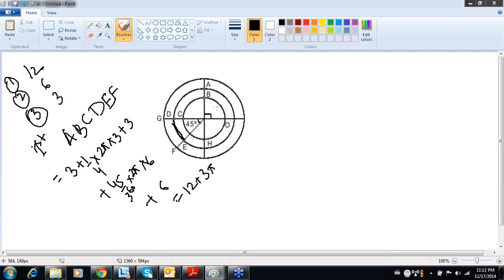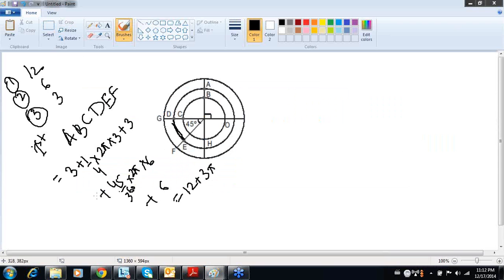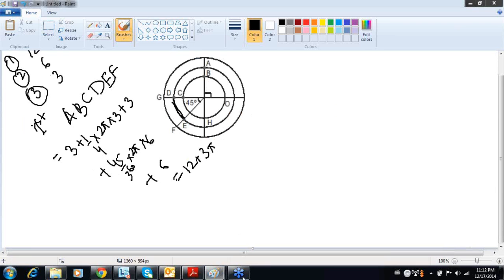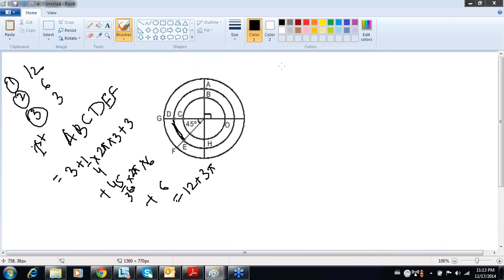Okay. Now second path, what is it? Let's go to second path. ADEF. Okay, A, D, E, F. So AD we have already found out. AD is what? AD is ADEF.